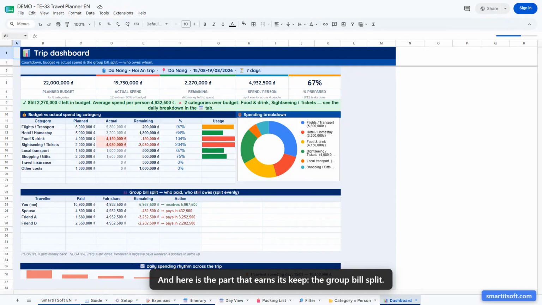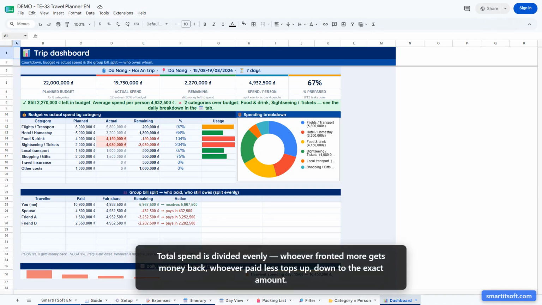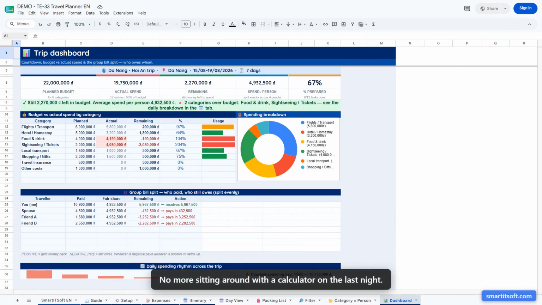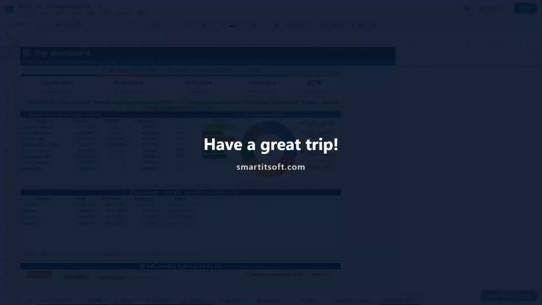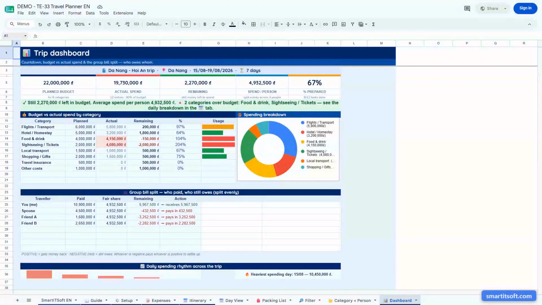And here is the part that earns its keep. The group bill split. Total spend is divided evenly. Whoever fronted more gets money back, whoever paid less tops up. Down to the exact amount. No more sitting around with a calculator on the last night.